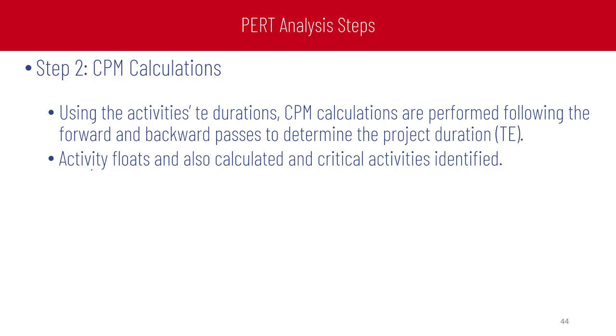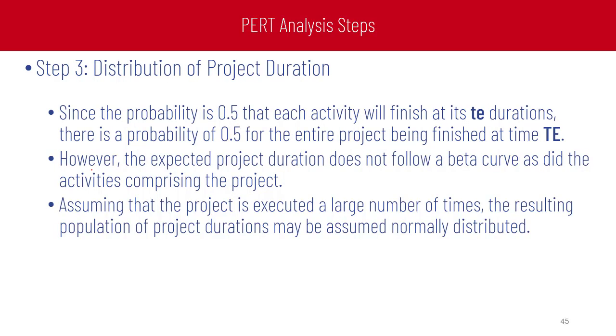We identify the critical activities because these will help us in calculating the standard deviation of the critical path. And step number 3, distribution of project duration. Since the probability is 0.5 that each activity will finish at its T expected duration, there is a probability of 0.5 that the entire project will finish at T expected. However, the expected project duration does not follow a beta curve as did the activities comprising the project. That means the project duration does not follow the beta, but the activities themselves follow the beta distribution curve.